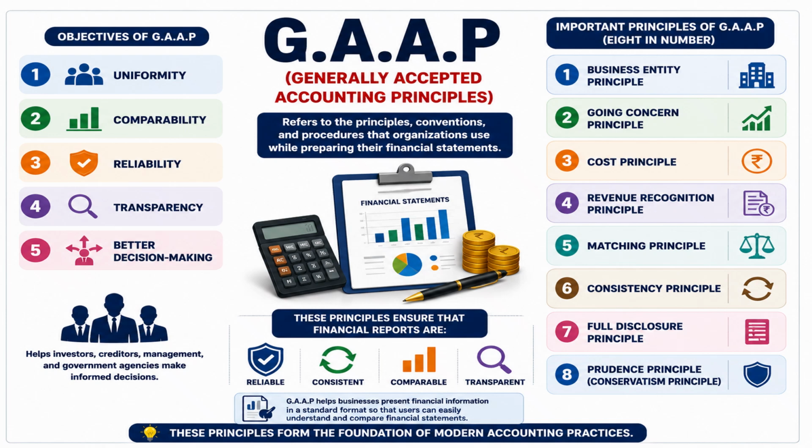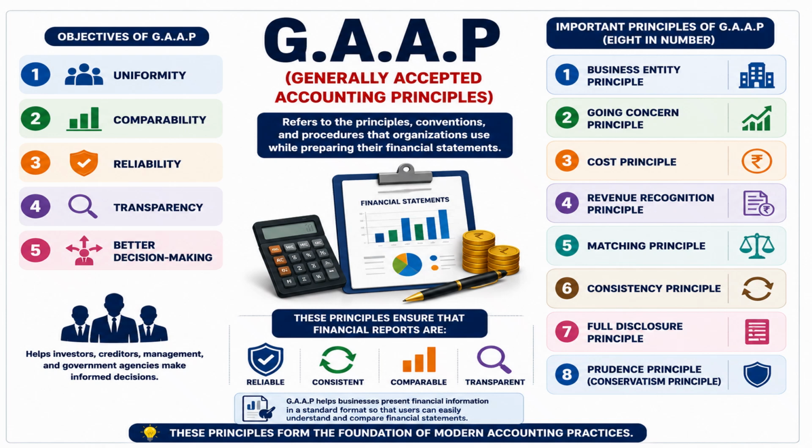8. Prudence principle, also called conservatism principle. The prudence principle states that anticipated losses should be recognized immediately, while anticipated gains should not be recorded until they are actually realized. This prevents overstatement of profits and assets.